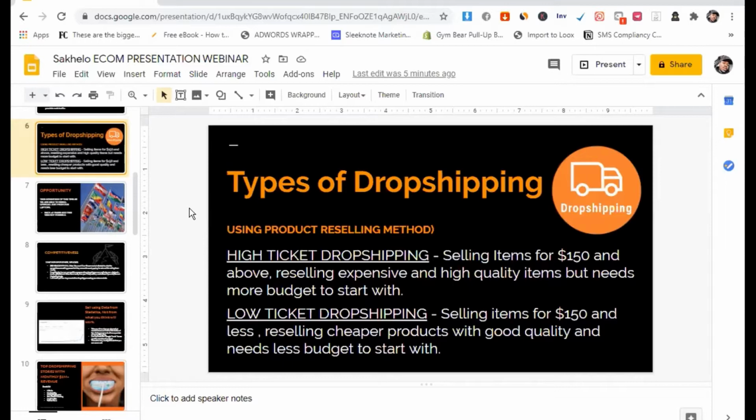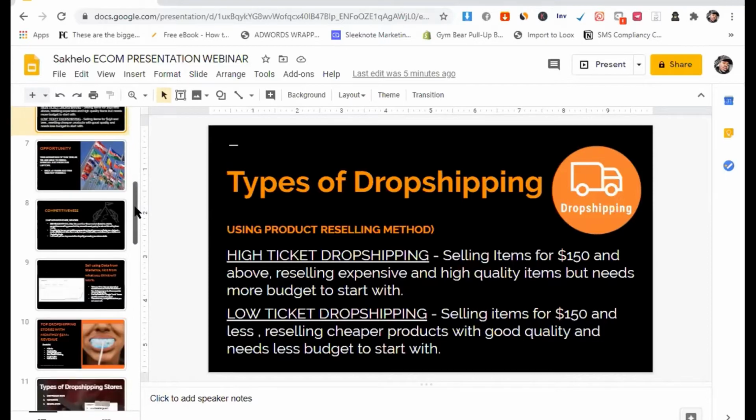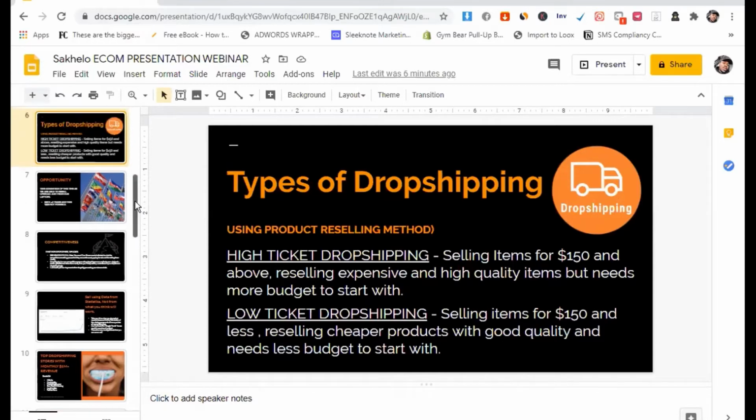Okay, guys, you actually get four types of dropshipping. But in this example, I only chose the product reselling method, and there are two examples of the product reselling method, which are high ticket dropshipping and low ticket dropshipping.